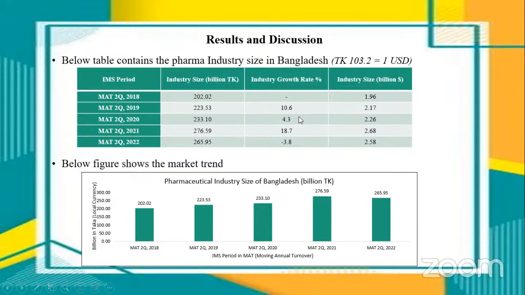But before three MATs, the industry growth was positive. But in the last MAT, industry growth is negative, and this is due to the Russia-Ukraine war effect. Because of this war, worldwide there is a crisis of dollar rate, and the dollar rate is increasing day by day. The same thing is happening in Bangladesh.